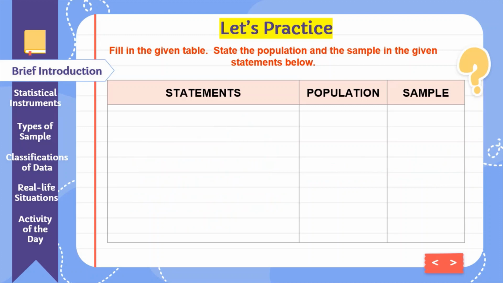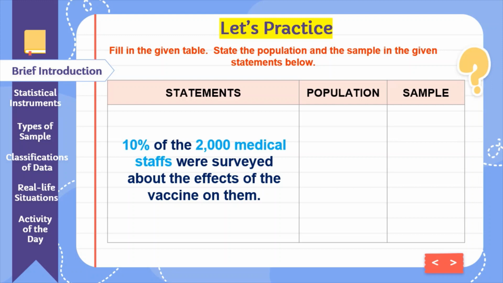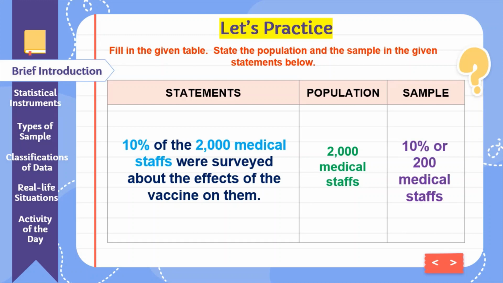Okay, another situation. 10% of the 2,000 medical staffs were surveyed about effects of the vaccine on them. Kasi nga, yung mga frontliners natin, automatic sila ay iba-vaccine. Kasi nga sila po ang humaharap sa mga COVID-19 victims. Okay? So, ang ating population dyan ay 2,000 medical staffs. And then, 10% or 200 medical staff po yung kanyang sinurvey about the vaccine. Yung effect daw ng vaccine. Okay? So, from the population na 2,000 medical staff, and then kumuha ng 10% of 200 medical staff for their survey.